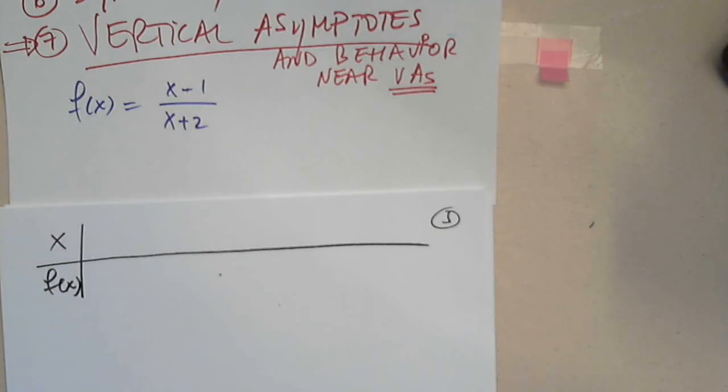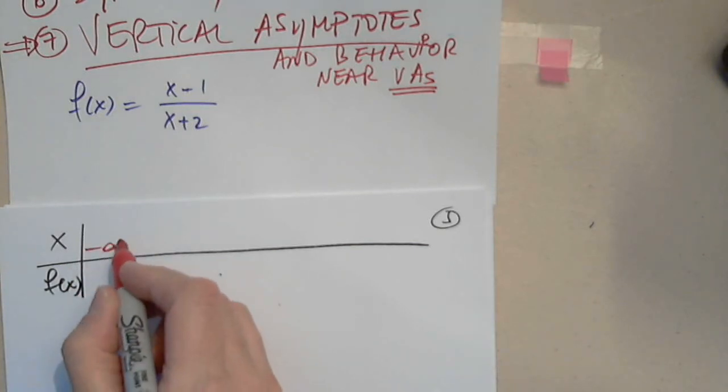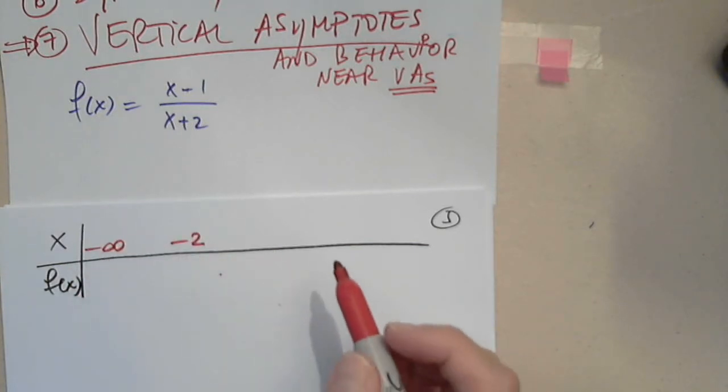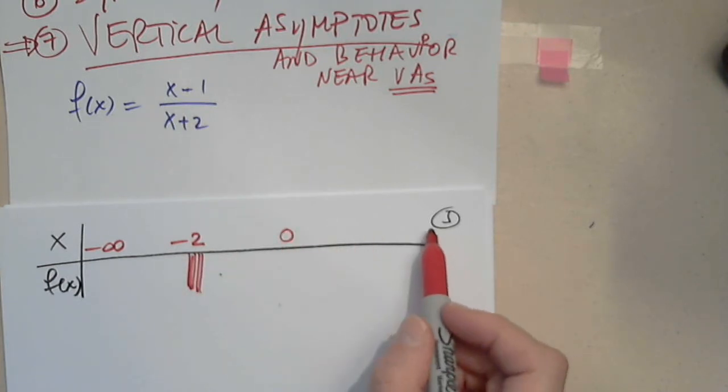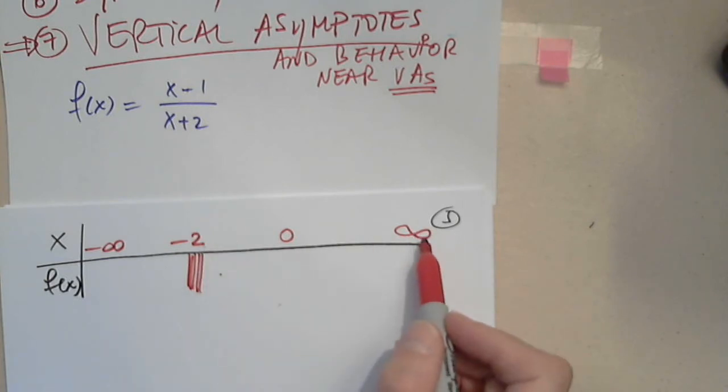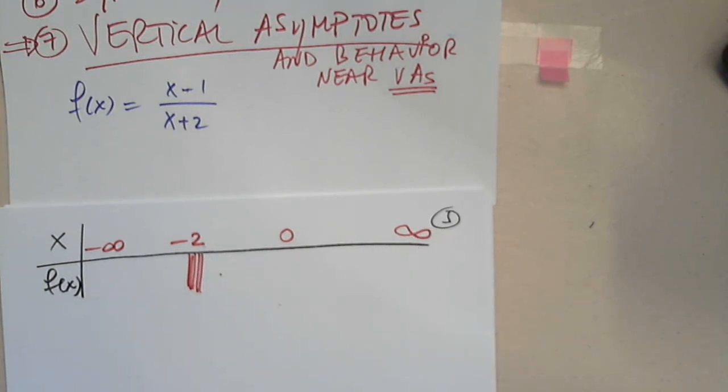Negative infinity to negative 2. Yes, negative infinity to negative 2. Then negative 2 to infinity. Excellent. 0 has to be in the table no matter what. Excellent. Great job. Any questions? Is everyone in the clear why?